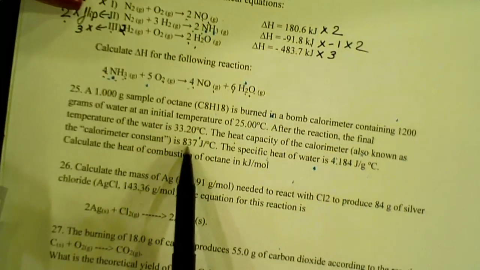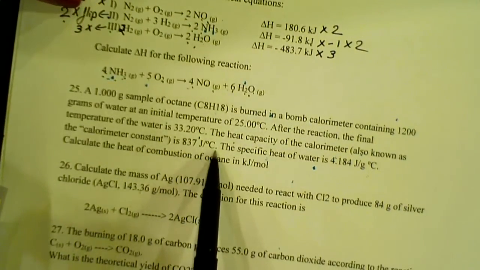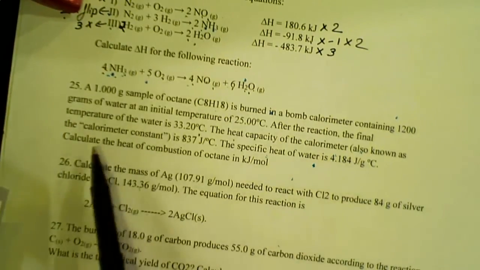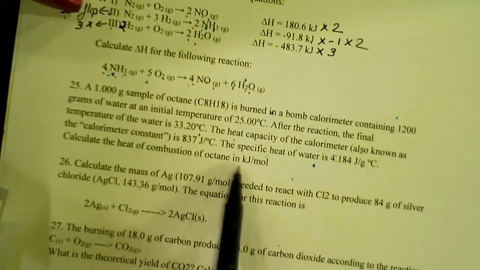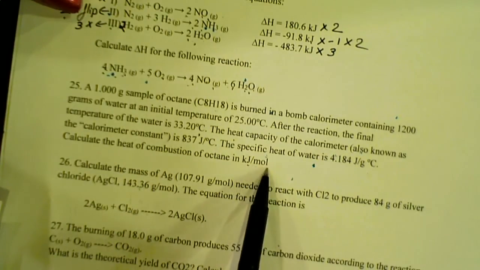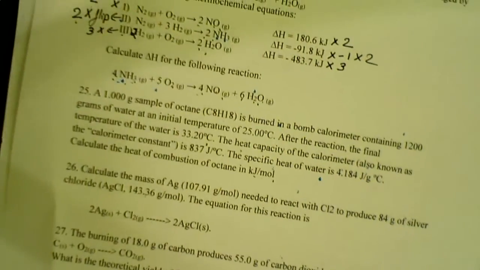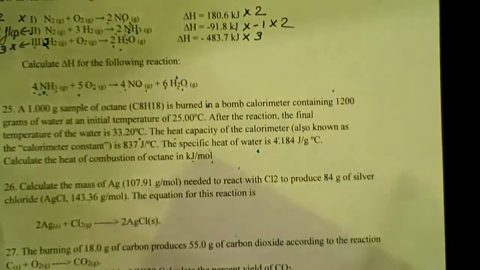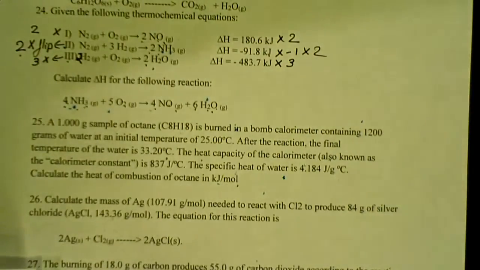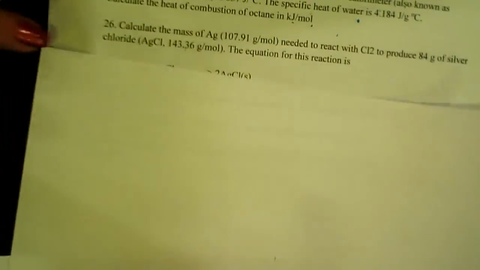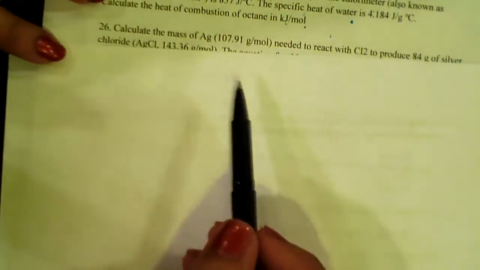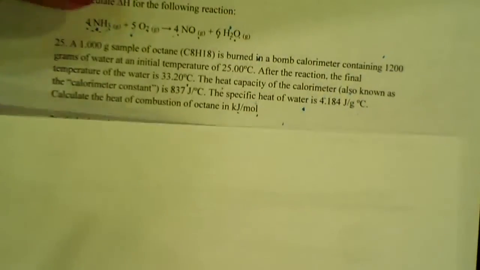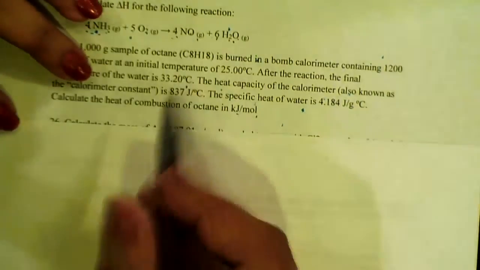A sample of octane, C8H18, is burned in a bomb calorimeter containing 1200 grams of water at an initial temperature of 25 degrees Celsius. After the reaction, the final temperature of the water is 33.20 degrees Celsius. The heat capacity of the calorimeter is 837 joules per degree Celsius. The specific heat of water is 4.184 joules per gram per degree Celsius. Calculate the heat of combustion of octane in kilojoules per mole.